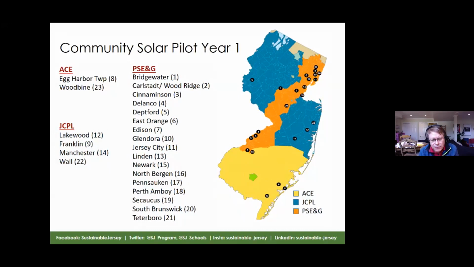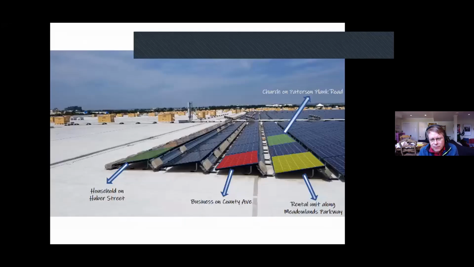And let me see. This is just another picture of how people subscribe. You subscribe to a percent of that large solar array. This is on top of a big warehouse. And it just shows that this person lives in a rental unit. This is a small business. They subscribe to a small portion. This is a church. They subscribe to a small portion, and this is another household. So it's a subscriber-based system, which is really pretty amazing.